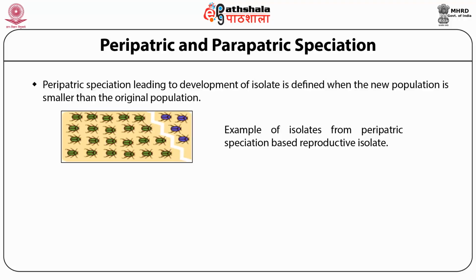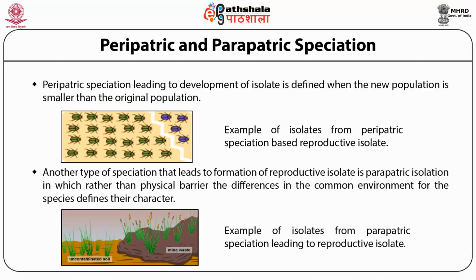Contrary to allopatric speciation, parapatric speciation happens when there is no physical barrier between the subpopulations. Rather, there is a difference in the common environment of the species. That is, the populations are not separated by any geographical barrier, but by an extreme change in the habitat. As a result, populations develop distinct characteristic features and become reproductively isolated.